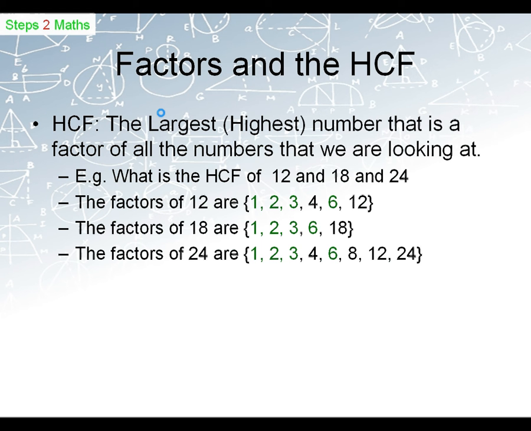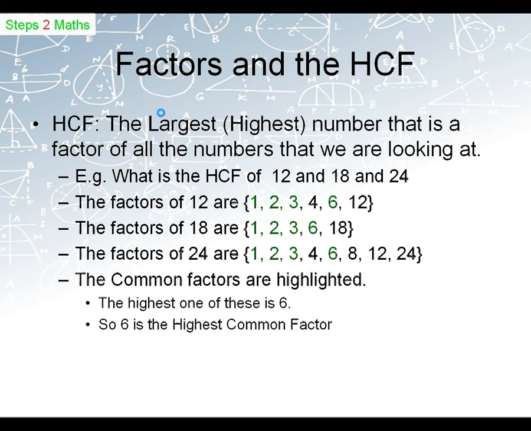So for example, what is the highest common factor of 12, 18 and 24? So what we do is we list all the factors of those numbers, and we already know how to write factors, so we just list them all there. And as you can see, I've highlighted in green all the factors which are common to all three lists, meaning that they are in all three lists. So 1 is common to all three, 2 is common, 3 is common to all three lists, and 6 is common to all three lists. Okay, so those are all the factors which are common to all three numbers. However, 6 is the largest factor which is common, so 6 is the highest common factor.